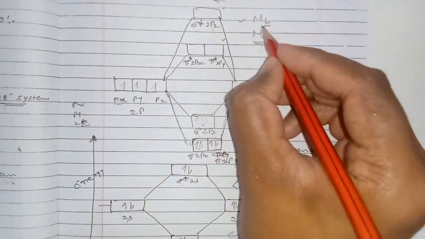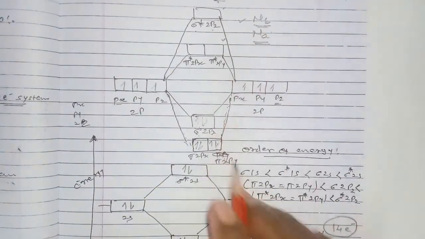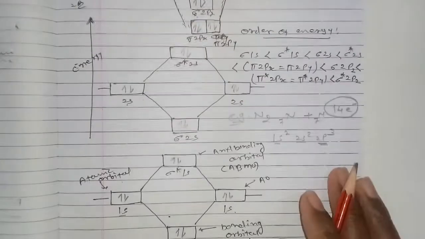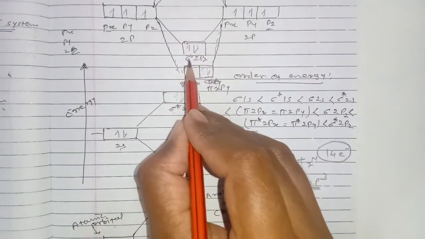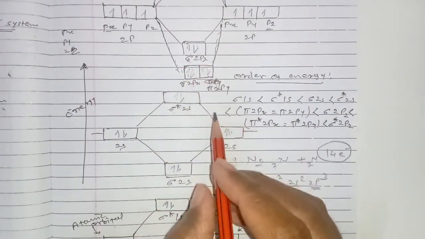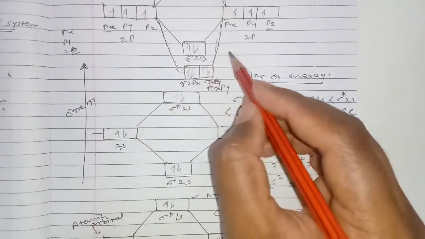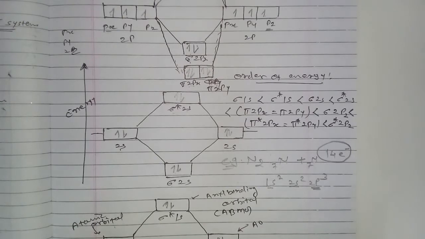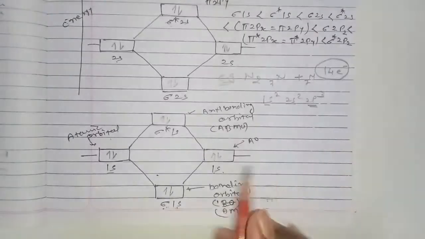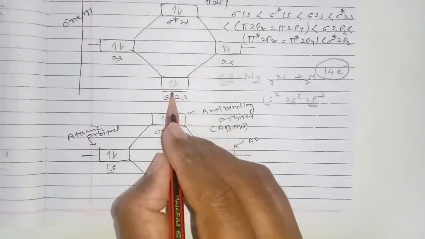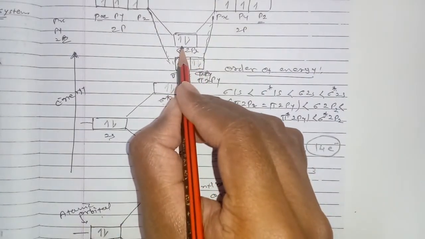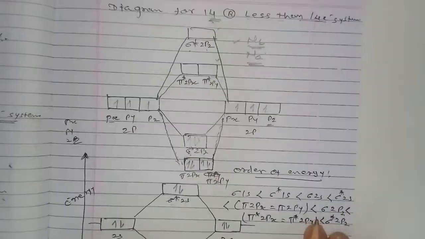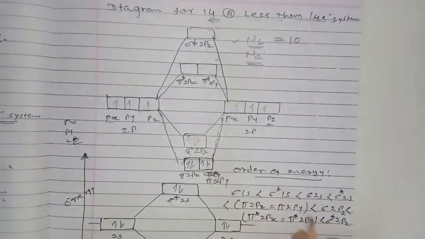Now the calculation for the number of electrons present in bonding orbitals. These are sigma 1s, sigma 2s, pi 2px, pi 2py, and sigma 2pz. These all are bonding orbitals. So the number of electrons present in bonding orbitals is 2 plus 2 is 4, plus 2 is 6, plus 2 is 8, plus 2 is 10. Total number of electrons is 10.